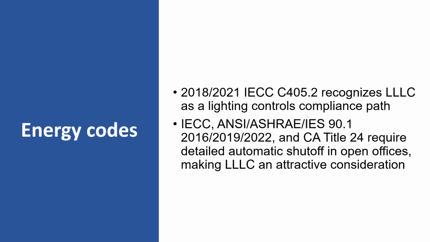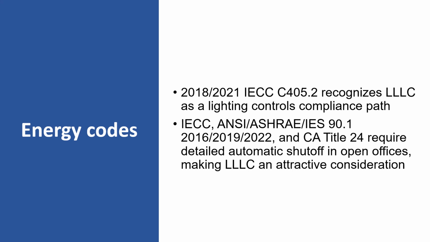The 2018 and 2021 versions of the International Energy Conservation Code specifically mention luminaire-level lighting controls in section C405.2. This section identifies two paths for compliance with the code's automatic shutoff, light reduction control, and daylight response requirements, one based on standard control devices and the other on luminaire-level lighting controls. In open offices, where the IECC requires occupancy sensing with control zoning limited to a maximum of 600 square feet, luminaire-level lighting controls can simplify installation.